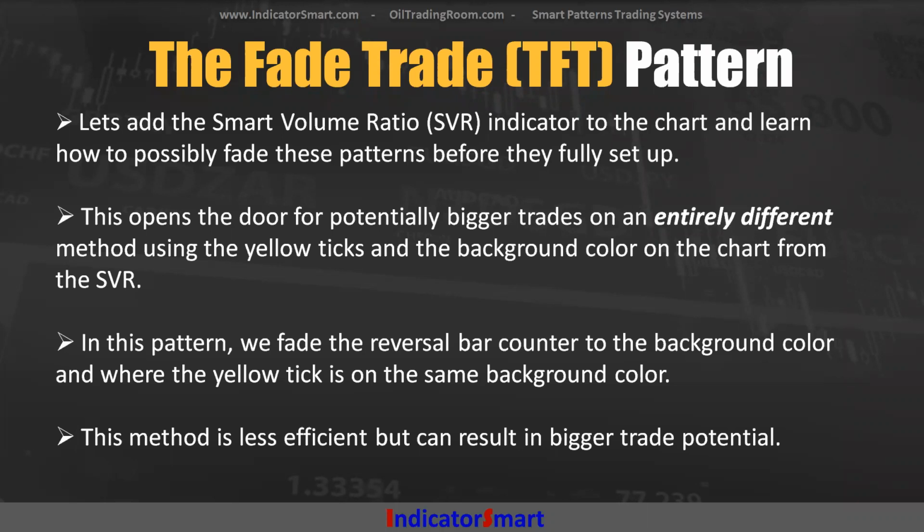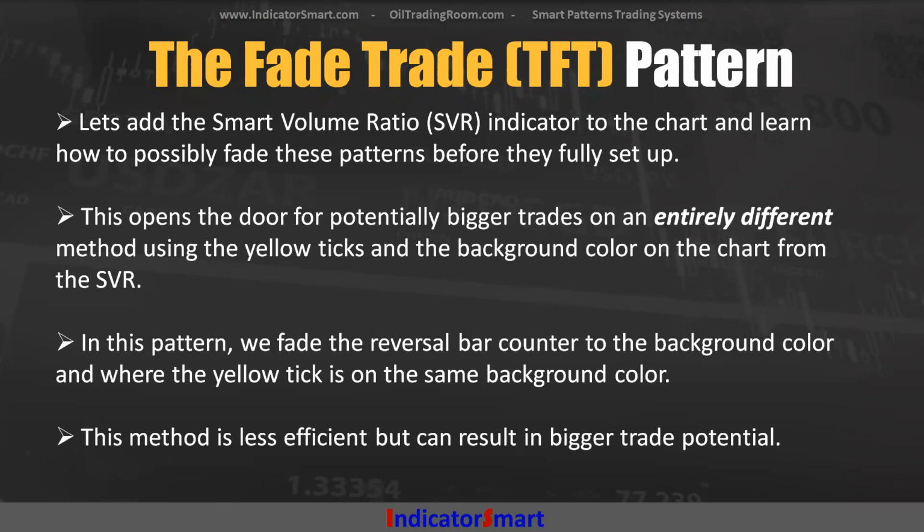We're going to put the smart volume ratio on the chart, and then we're going to see how maybe you could get away with fading these patterns before they even fully set up. This opens a door for potentially bigger trades on a method that's entirely different. These methods won't overlap. They're mutually exclusive, using the yellow ticks and the background color on the chart from the smart volume ratio. Now with this pattern, we fade the reversal bar instead of waiting for it to complete, counter to the background color, and I'm going to show you how that works.